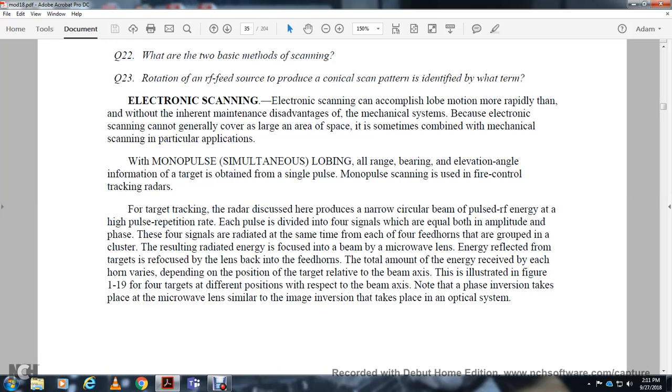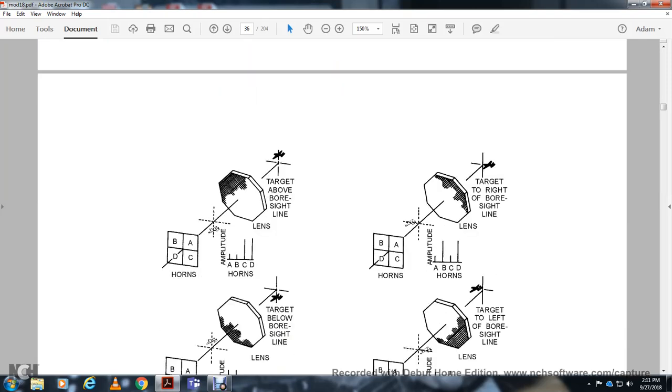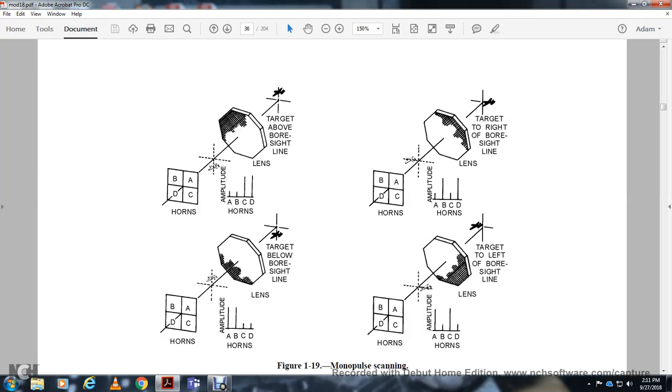Figure 119 illustrates the target at different positions with respect to the beam axis. Note that the phase inversion that takes place in the microwave lens is similar to the image inversion that takes place in an optical system. Shown are a target above the line of sight with the ABCD horns, and monopulse scanning for a target below the bore sight line, above the bore sight line, to the right of the bore sight line, and to the left of the bore sight line.